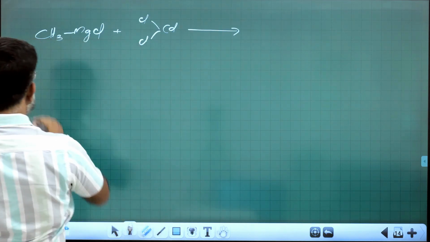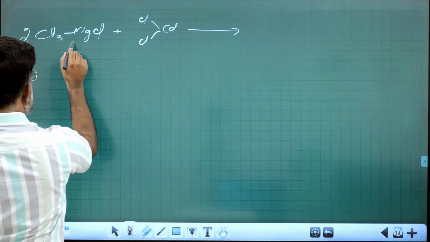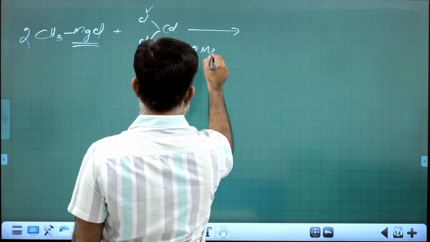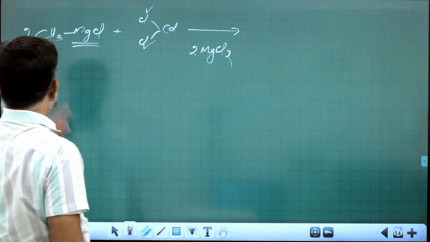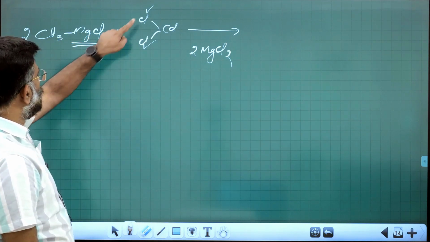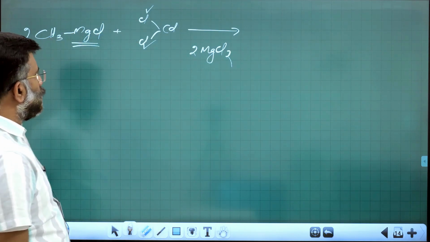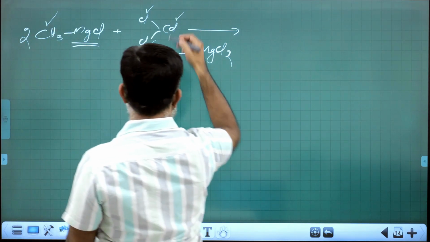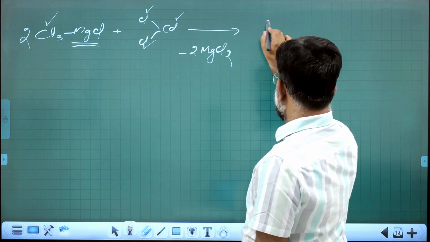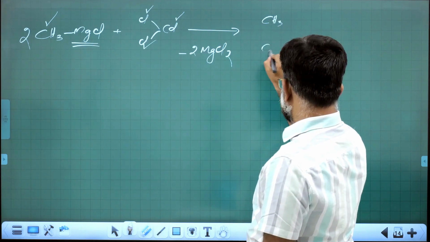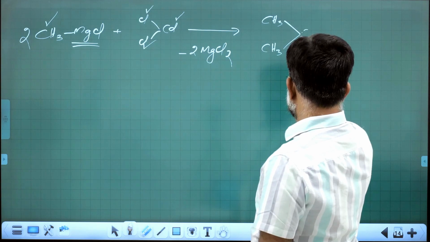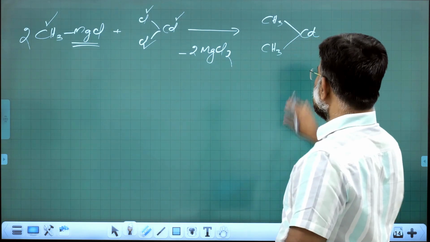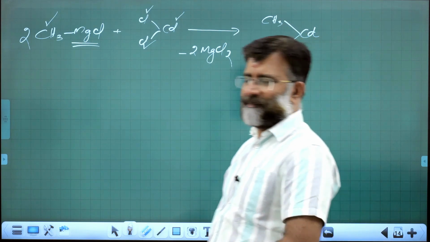What happens is 2 molecules of this, with 2 chlorines here, and 2 MgCl2 go out. And what you get is CH3 with the Cd. You get a dialkyl cadmium, CH3, CH3, Cd. This is dialkyl cadmium, dimethyl cadmium.